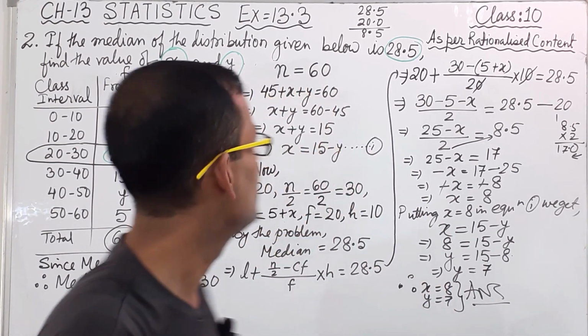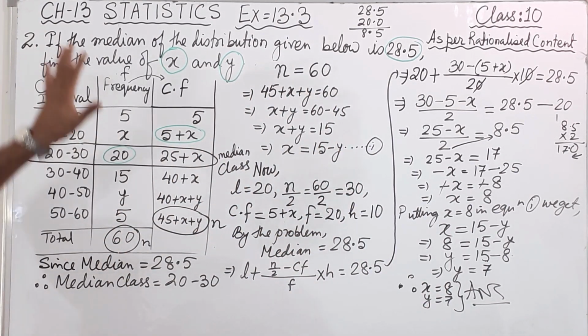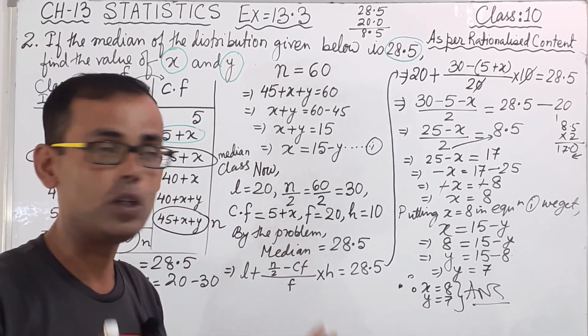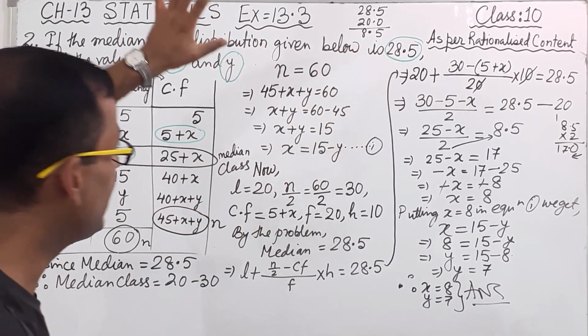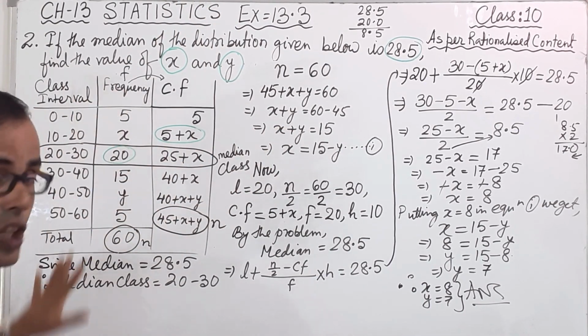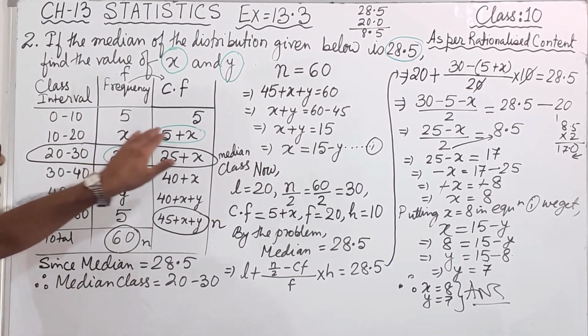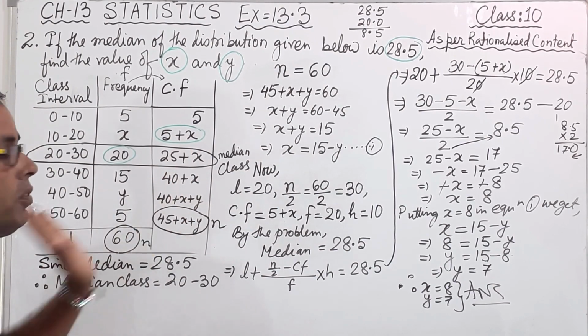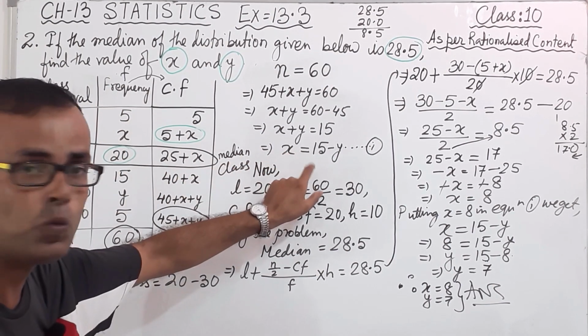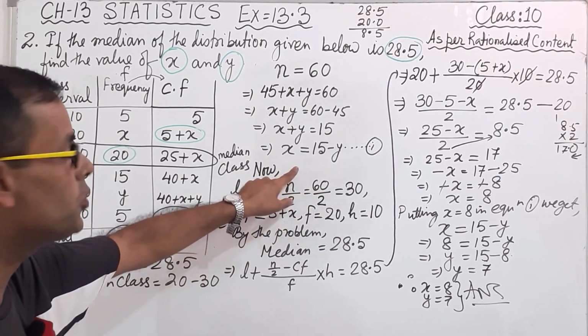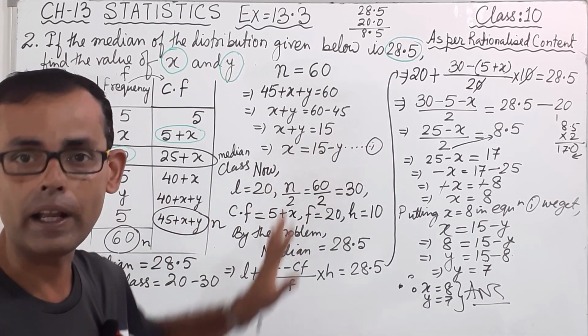So this sum number 2, I think you have understood nicely. Here the median is provided to us, and with the help of that median and this chart, we have to find out the value of x and the value of y. Clear or not? So for that we have to frame one equation. This equation we have to frame: x is equal to 15 minus y.